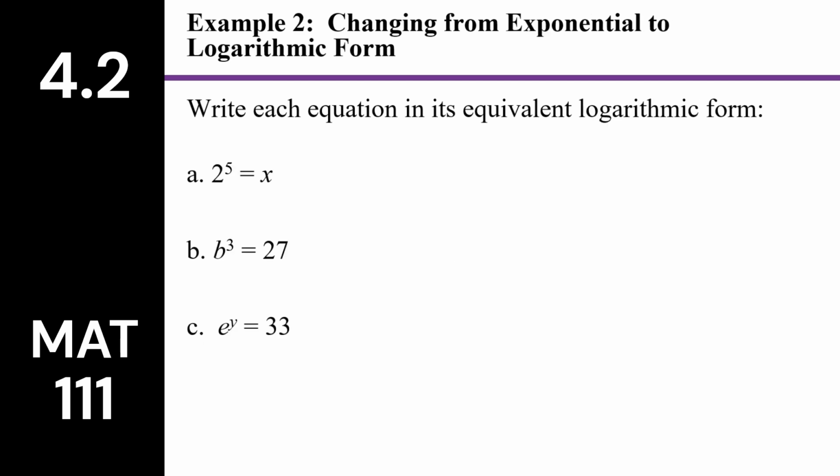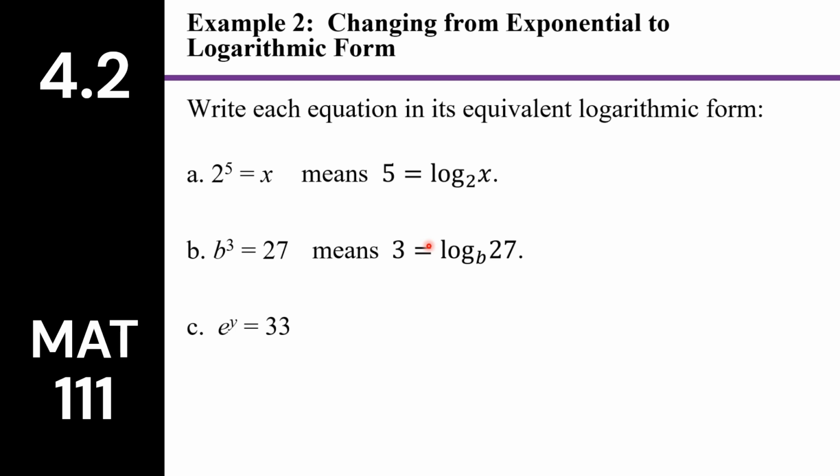Now let's look at some examples where we go the other direction. These three examples are in exponential form, and we want to write them in logarithmic form. This first example, we get 5 equals log base 2 of x. Notice that the base is 2, so the base of the logarithm is 2. The power is 5, and since logs are exponents, the 5 is written in this location. And we get 5 equals log base 2 of x.